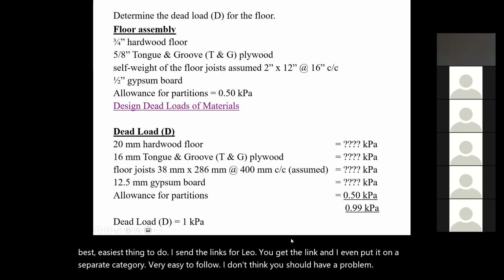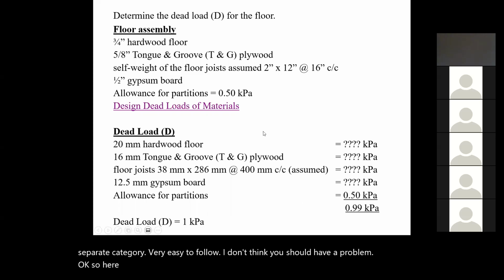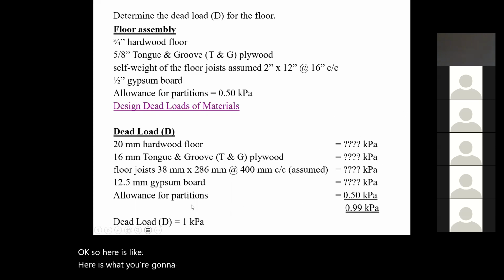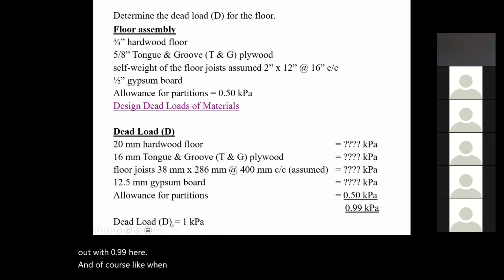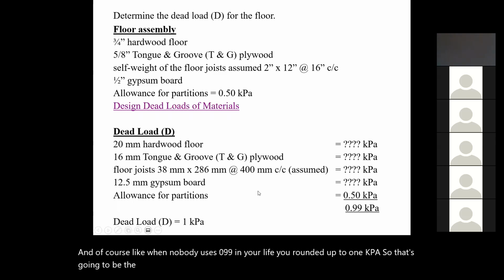Okay, so here is what you're going to, of course, have in your design brief. You should come out with 0.99 here. Of course, nobody uses 0.99 in real life, you round it up to 1 kPa. So that's going to be the dead load for our floor.